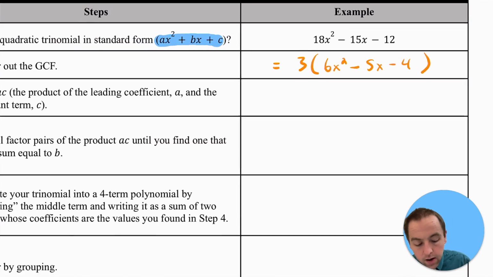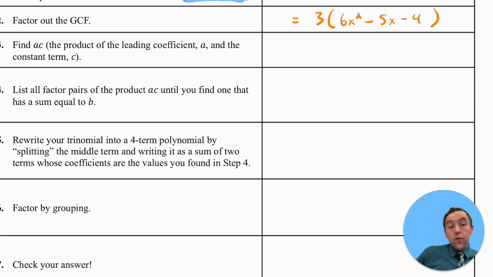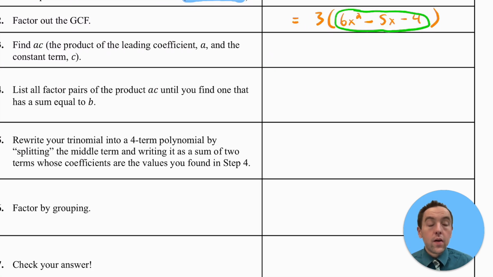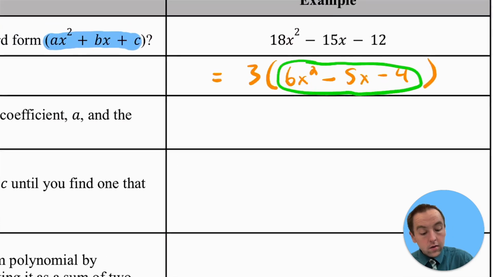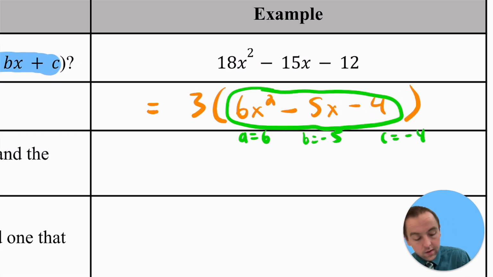All right, so now at this point, this is where we're going to use the AC method through the rest of these steps. And what we're going to use the AC method on is this trinomial right here, just the 6x squared minus 5x minus 4 that's in the parentheses. The AC method is called the AC method because we are going to use the number a, which is 6, and the number c, which is negative 4, and we're also going to use the number b, which is negative 5. All of them are relevant for the AC method.